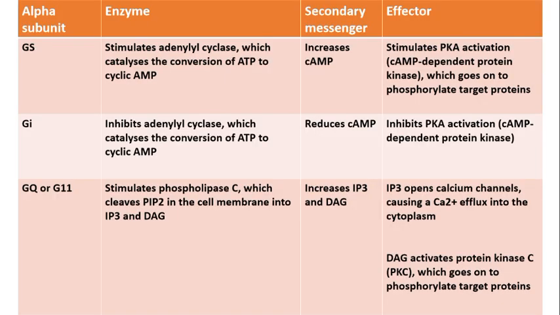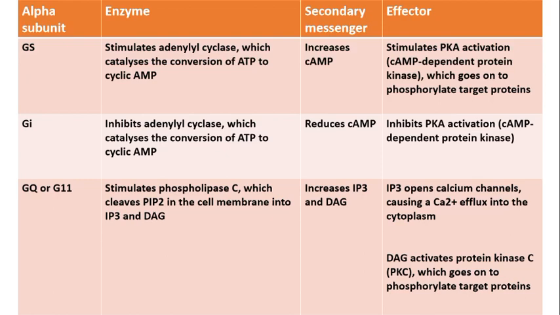I have given some examples. Only a single alpha subunit, but there are many subunit types. Gs stimulates adenyl cyclase, which catalyzes the conversion of ATP to cyclic AMP. The secondary messenger formed here is cAMP, so it increases cAMP. The effector stimulates PKA activation, cAMP dependent protein kinase, which goes on to phosphorylate target proteins.